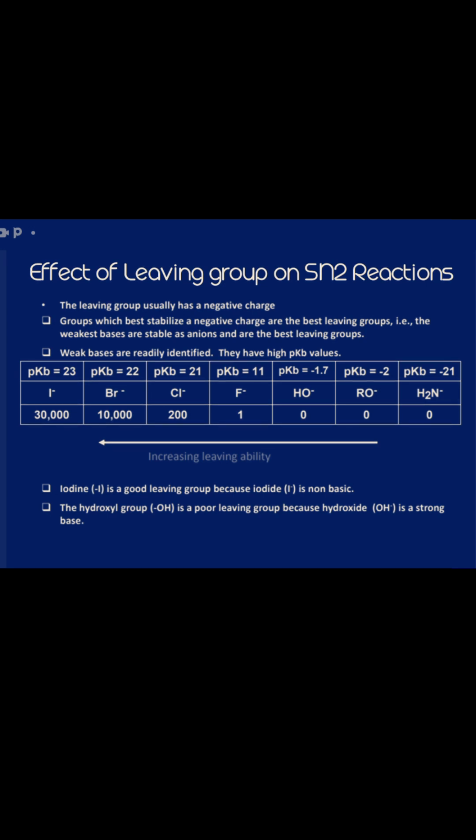They have high pKb values. Now let us see in the table the pKb values through the group of halogens: fluorine, chlorine, bromine, and iodine.